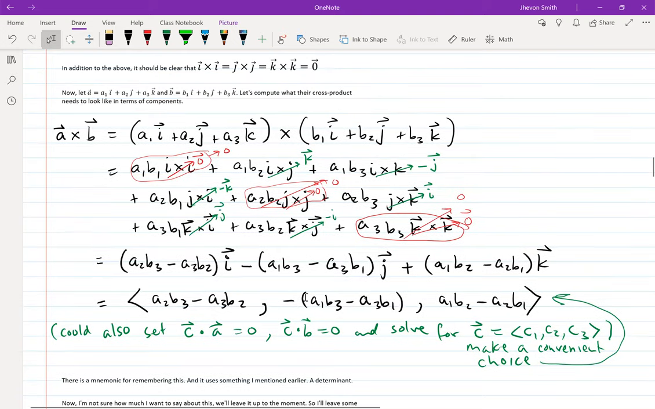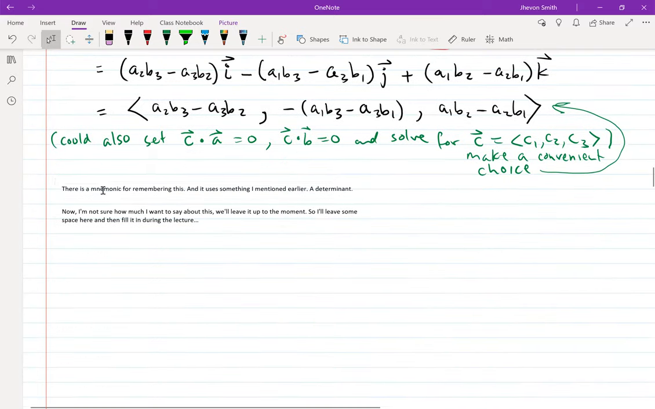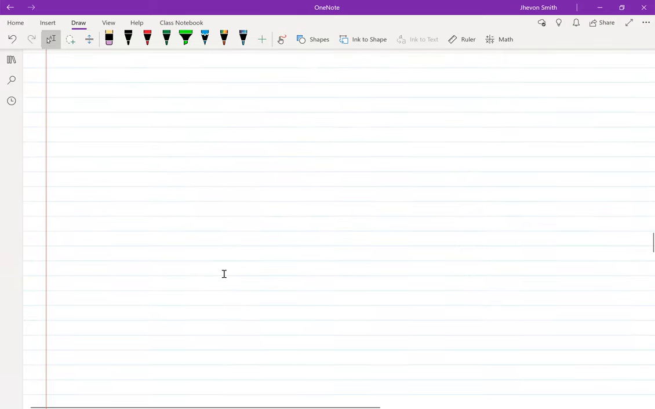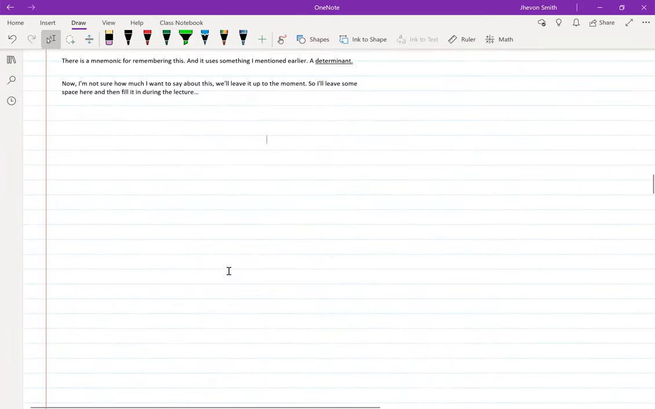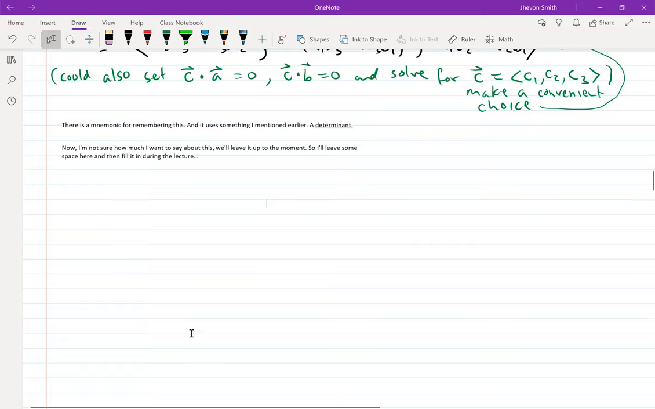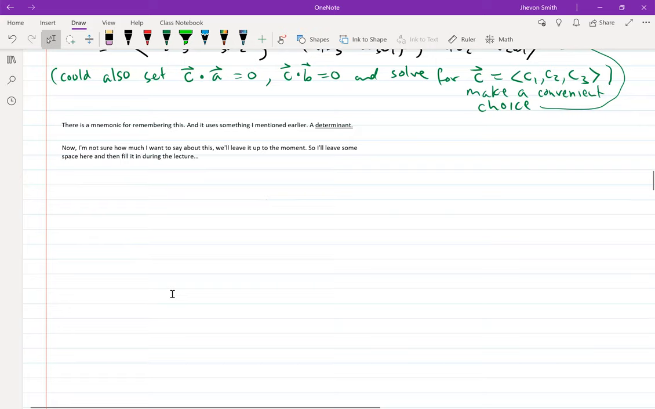Now, of course, you might say, how am I going to remember that? So there is a mnemonic for how to remember this. And it's using something that we call a determinant, right? So that's a new thing. We're going to use a determinant to remember this. We're going to keep it very brief because I'm already spending more time on this than I wanted to, but I want you to see that this formula doesn't come out of nowhere. It was actually a careful construction to build up to this.